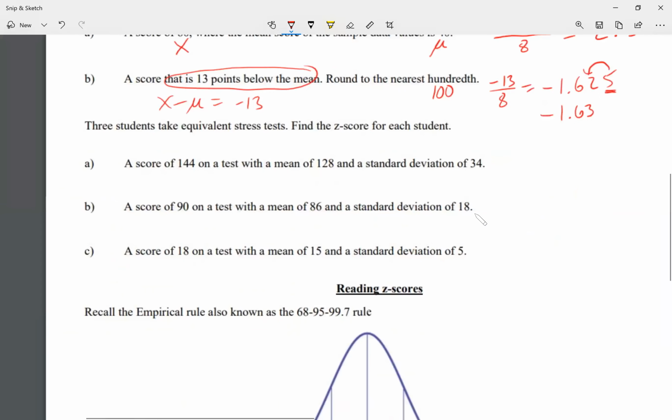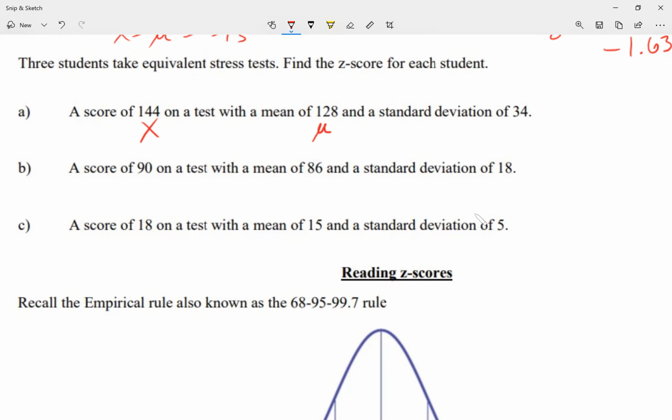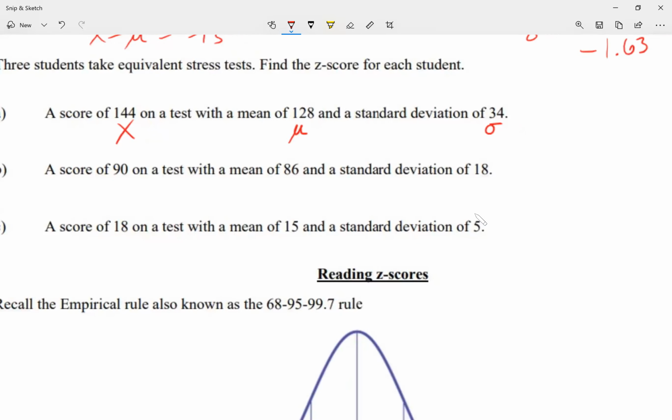Let's take a look at these other 3 questions here. 3 students take an equivalent stress test. Find the z-score for each student. Remember my z-score, I'm going to go x minus mean divided by standard deviation, or x minus mu divided by sigma. Okay, so the score I'm checking on A is 144. A score of 144, that's my x, on a test with a mean of 128, that's my mu, and my standard deviation is 34. Notice how I label each of my numbers that I'm going to need.